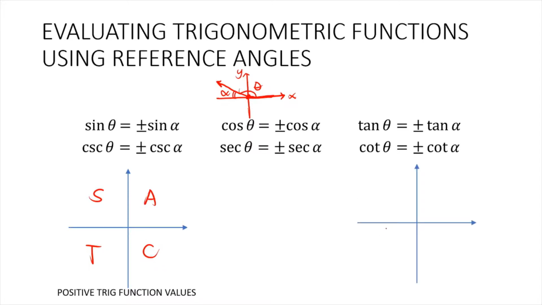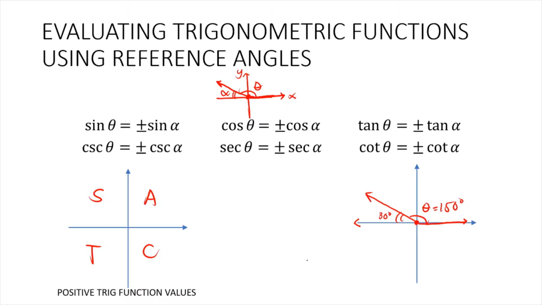Let's take, for instance, 150 degrees in standard position. So we have here the vertex, the initial side, and then the terminal side. This is theta equals 150 degrees. The reference angle is this acute angle formed between the terminal side and the negative x-axis, and that is equal to 180 minus 150, so this is 30 degrees.